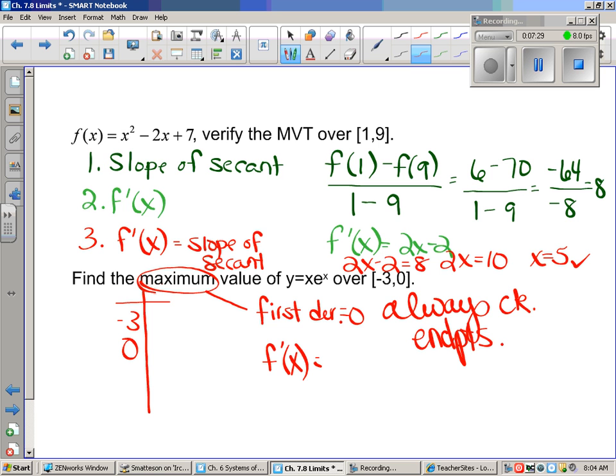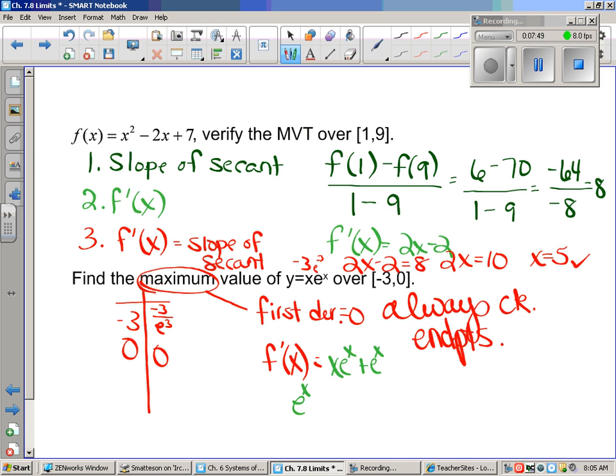So let's start with plugging in negative 3. This would be negative 3 e to the negative 3, so that's negative 3 over e cubed. If I plug 0 in there, you get 0. Awesome. Now let's do f prime. It's going to require the product rule: first times the derivative of the second, plus the second times the derivative of the first. And we're going to set that equal to 0.